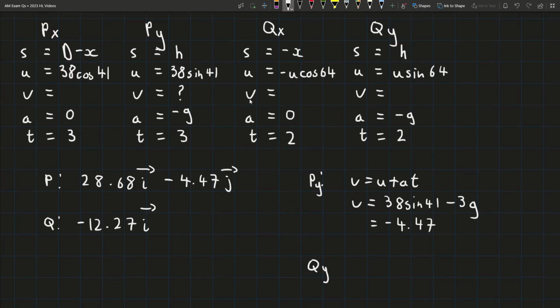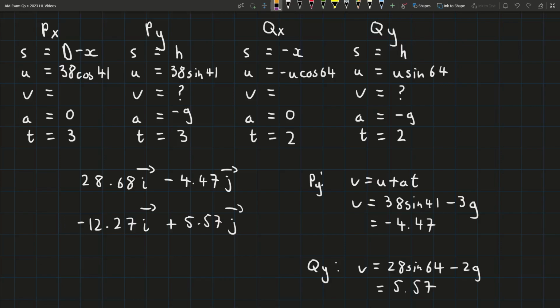Now we'll do qy. So same thing. We don't know what v is. So v equals, and we're going to have u, which is, remember, u is 28. So we're going to have 28 sine 64 minus 2g. And that's about 5.57. And if you think about it, that does make sense because q has been in the air for less time. So that means that gravity has had less time to pull it down. So it actually has a higher, it's going upwards, it has a positive j velocity. So now I probably should have written this properly. So we're going to have Vp is going to be that, and Vq is going to be that.